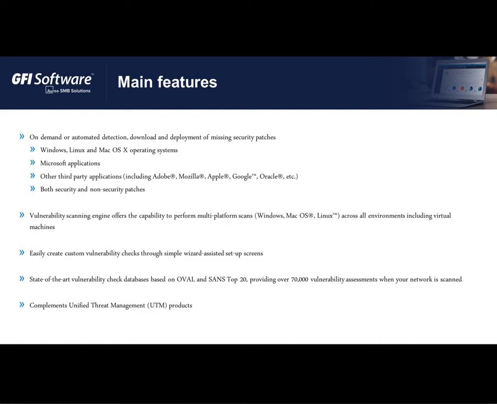GFI LanGuard is a perfect choice to complement unified threat management systems that you may already have. These are usually firewalls that are designed to intercept threats at the perimeter level. They are able to identify and remove threats as they are traveling through the network, trying to get to your systems. And while they work well, they're not perfect, so some of these threats are still going to make it through and potentially infect your systems.